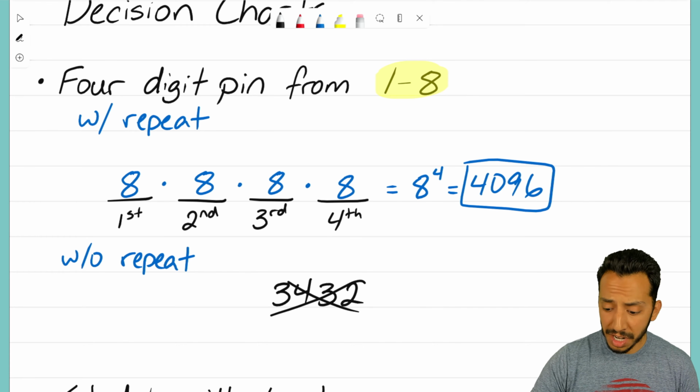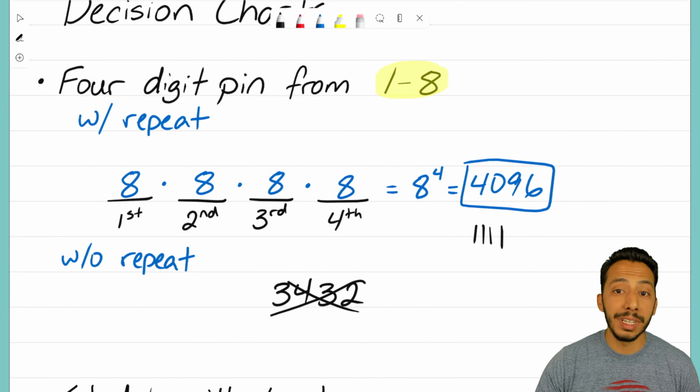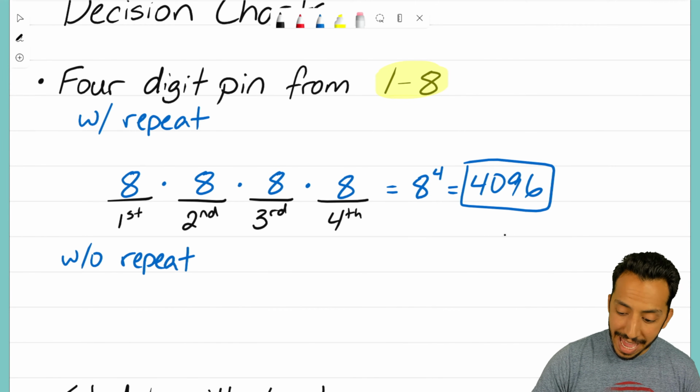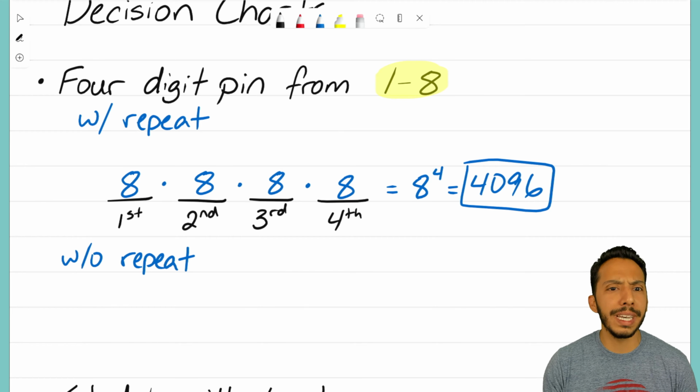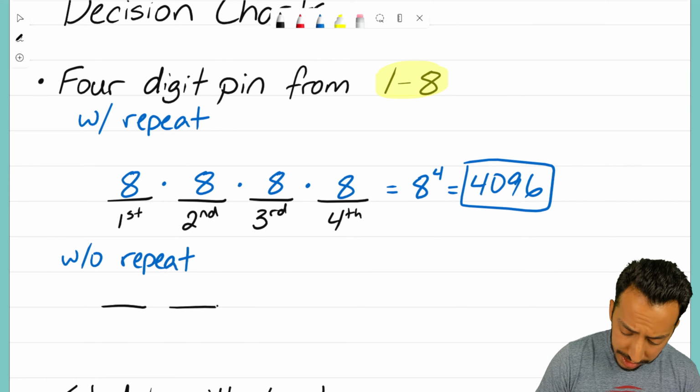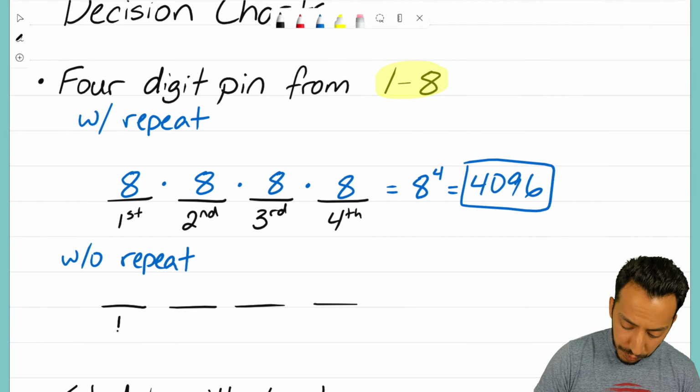You know what's in there? The number 1111. Also, 2222, right? We need to now remove all of those possibilities. And it might sound more difficult than it actually is because all we have to do is, again, create our decision chart. We're choosing from 4 digits. So there's my first, my second, my third, and my 4th.